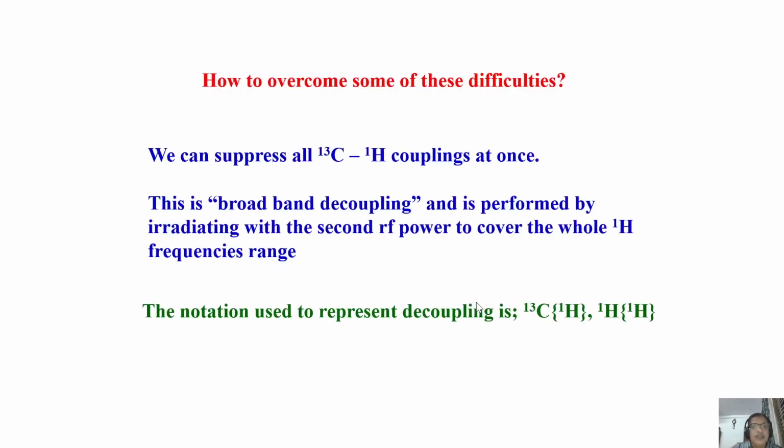How do we do this? We can suppress this by broadband decoupling, where a second RF power is applied to cover the whole range of proton frequencies. I told you when I explained carbon 13. Just quickly, I don't want to come back to decoupling again, so I'm repeating it. Now, let us look at the proton spectral width of 10 ppm. Sit at the center of the proton spectral width, that is at 5 ppm.